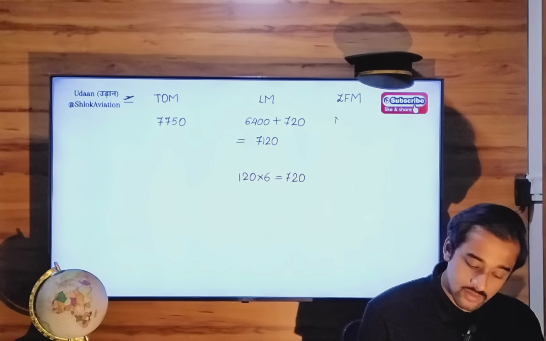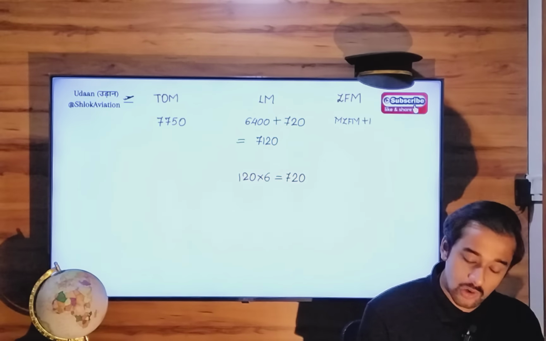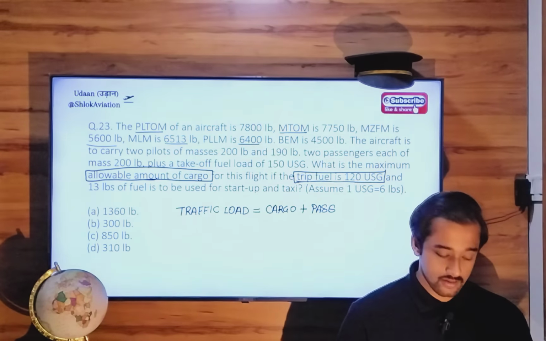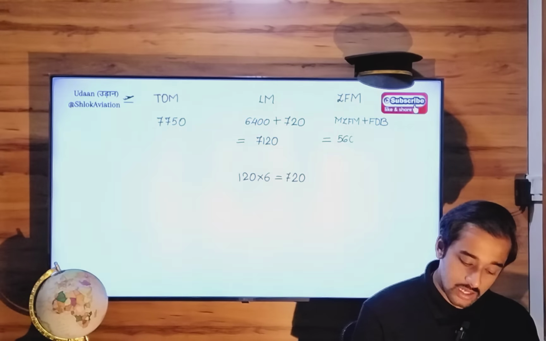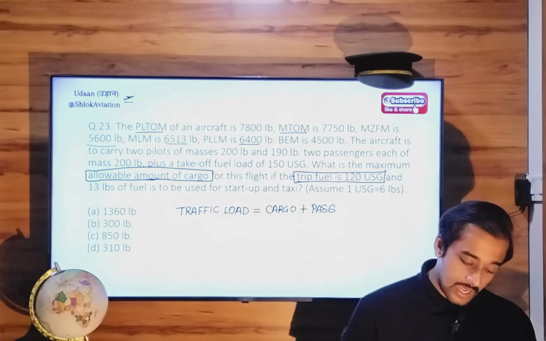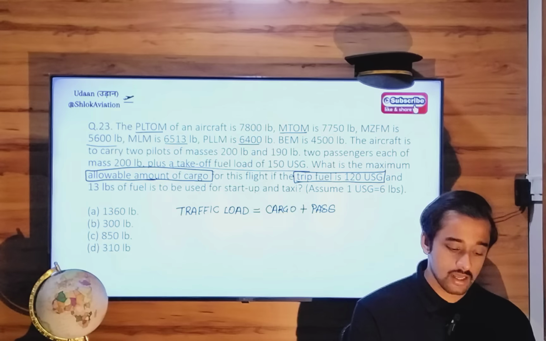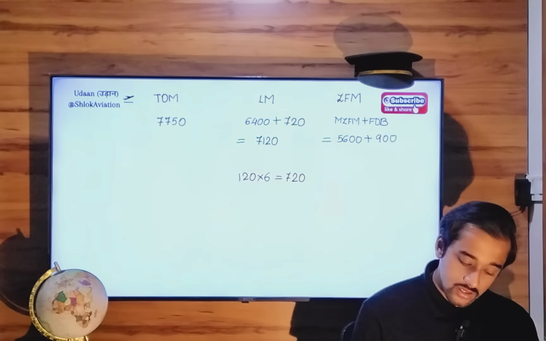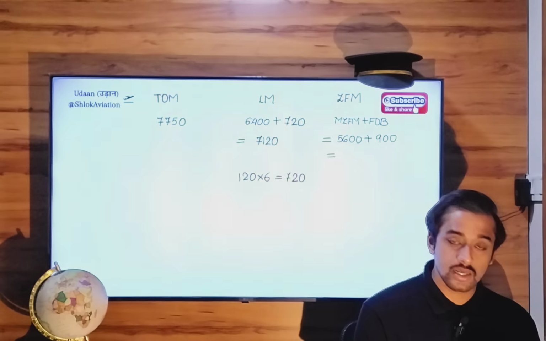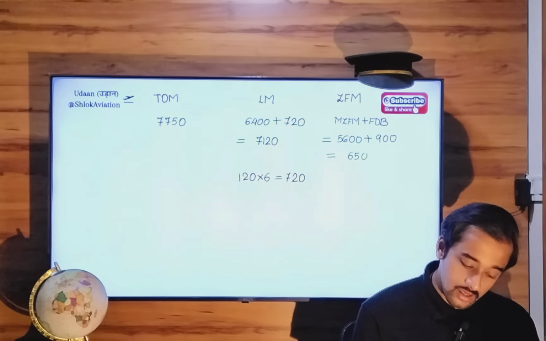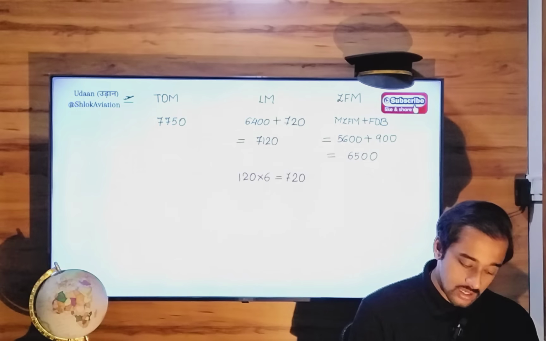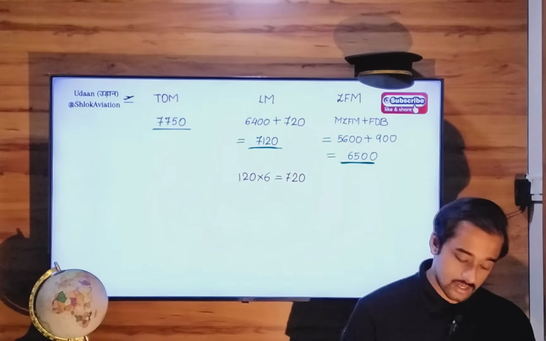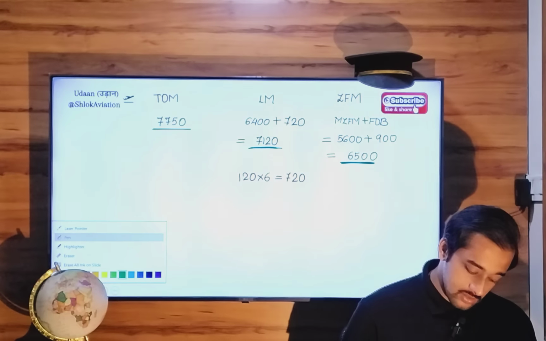Next, zero fuel mass. The formula is maximum zero fuel mass plus fuel on board. So maximum zero fuel mass is 5600. So 5600 plus fuel on board or takeoff fuel, which is 150 US gallon. So 150 into 6 is 900. So 5600 plus 900 is 6500. Now out of these three takeoff values, select the value which is the least in number, and that is 6500.